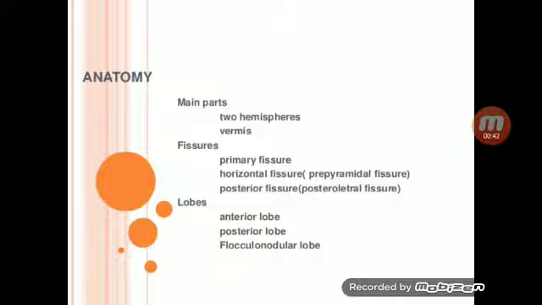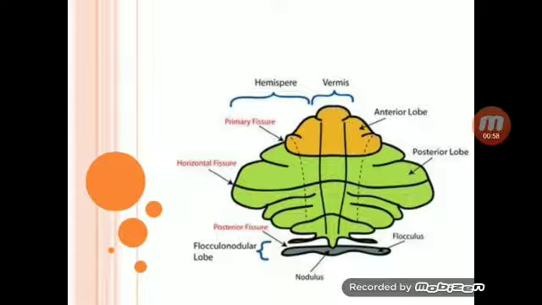Anatomically, there are the following parts of the cerebellum. Main parts are two hemispheres, vermis, fissures, primary fissure, horizontal fissure, and posterior fissure. Lobes are anterior lobe, posterior lobe, and flocculonodular lobe, which are shown in this diagram.